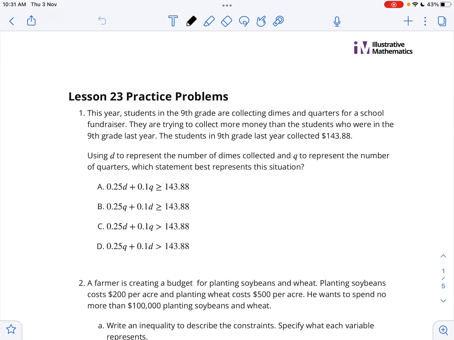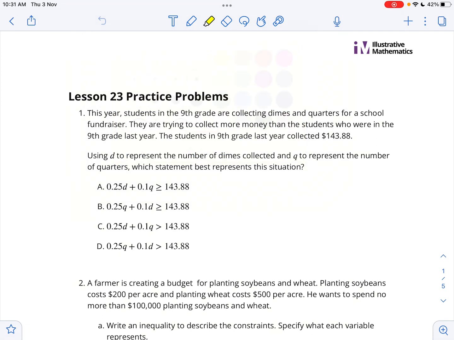Lesson 23 practice problems. Okay, first question. This year, students in the ninth grade are collecting dimes and quarters for a school fundraiser. They are trying to collect more money than the students who were in the ninth grade last year. The students in ninth grade last year collected $143.88. Use D to represent the number of dimes collected and Q to represent the number of quarters. Which statement best represents the situation?